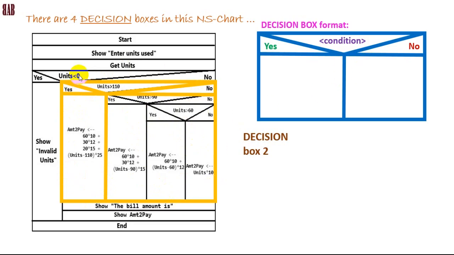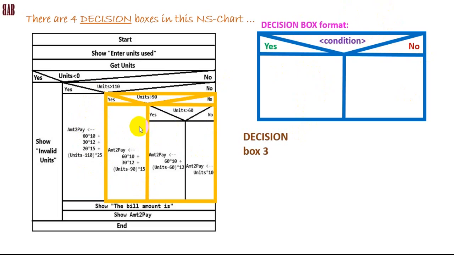But the decision box has to have this format. That is the most important thing. The condition has to be there, with a yes and a no. On the yes side, if the condition becomes true, these are what we need to do. If the condition is false, these are what we need to do. That's basically what the decision box has to say. Okay. So now let's go to the third one.